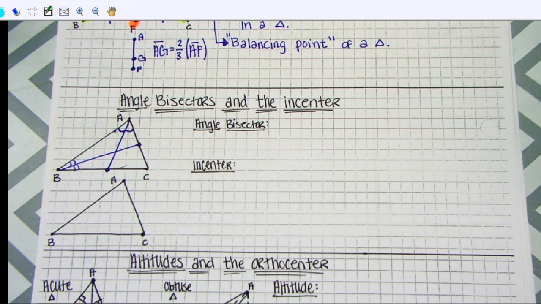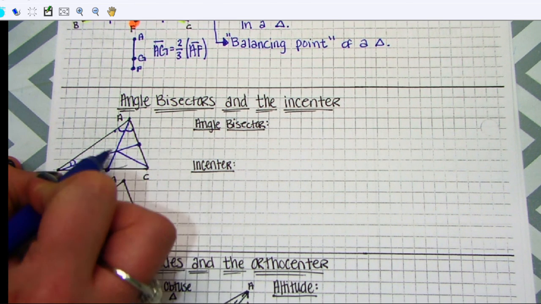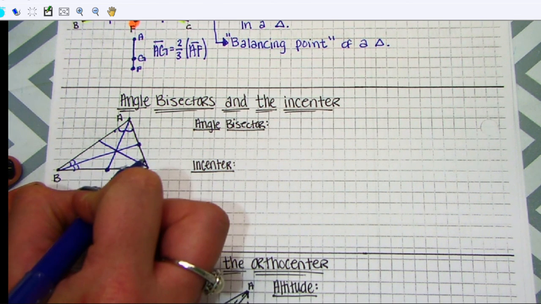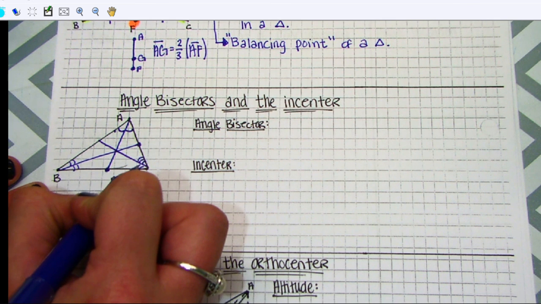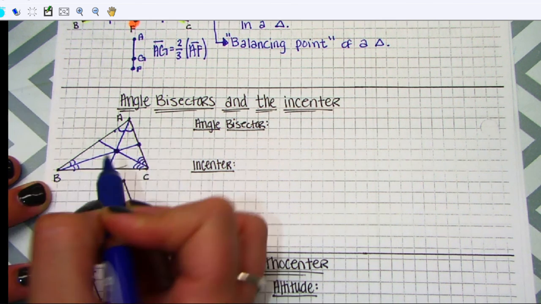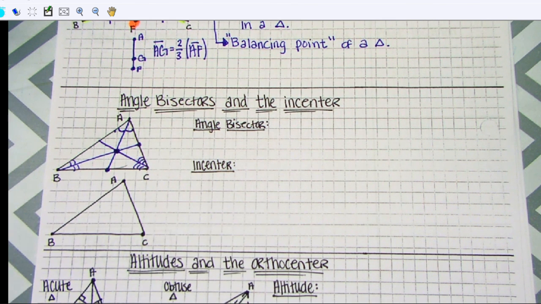Once you make two of them cross, you at least have an intersection, which means when you go from C, go through that intersection. So it's going to look something like this. It's hard to do without a protractor, but just do the best you can. It should cross at a point. So angle bisectors cut angles in half.